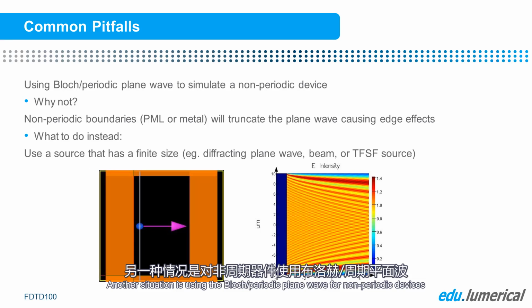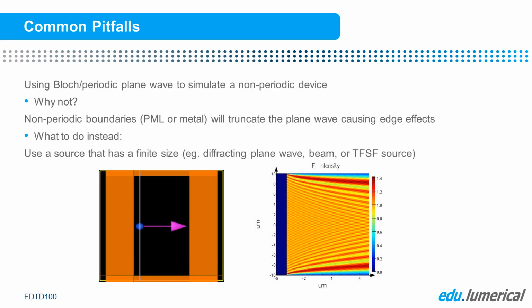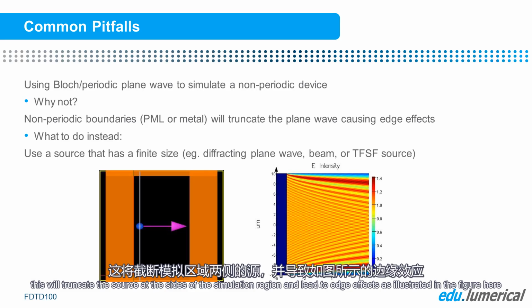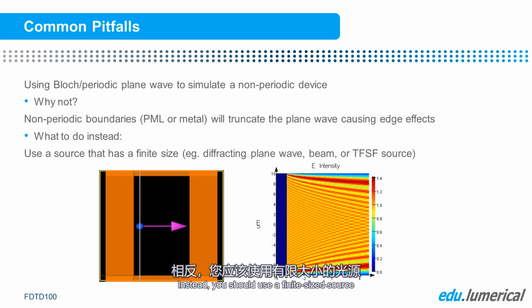Another situation is using the Bloch periodic plane wave for non-periodic devices. When non-periodic boundaries such as PML or metal boundaries are used, this will truncate the source at the sides of the simulation region and lead to edge effects as illustrated in the figure here. Instead, you should use a finite-sized source such as a Gaussian beam or total field scattered field source, and both of these sources will be discussed later on in this section.